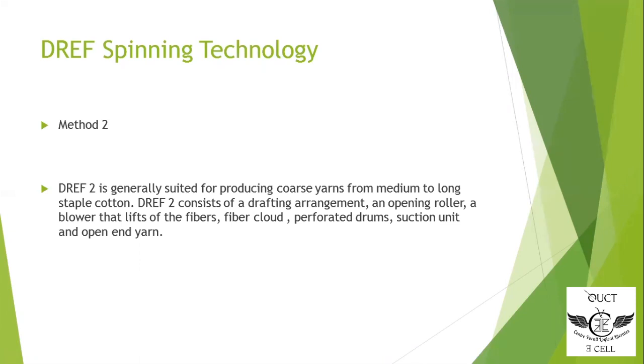Draft 2 is generally suited for producing coarse yarns from medium to long staple cotton. Next, draft 2 consists of a drafting arrangement. Any spinning technology will have a drafting arrangement, an opening roller for sure, a beater that lifts off the fibers, a fiber cloud, perforated drums, a suction unit, and open end yarn. So this is what we want.